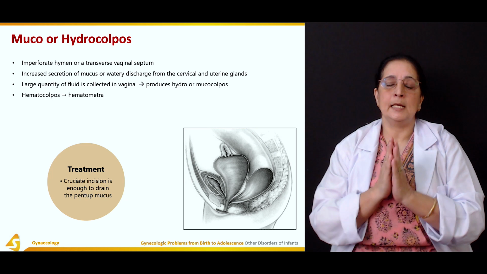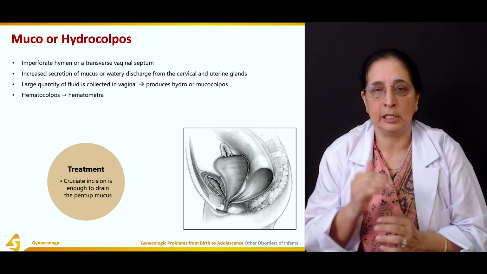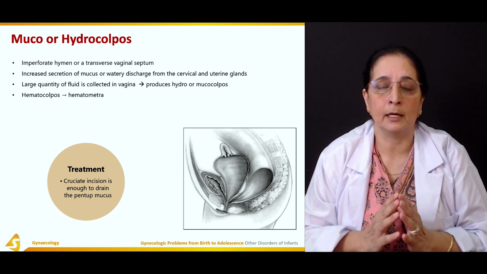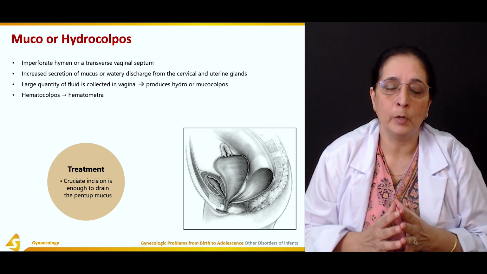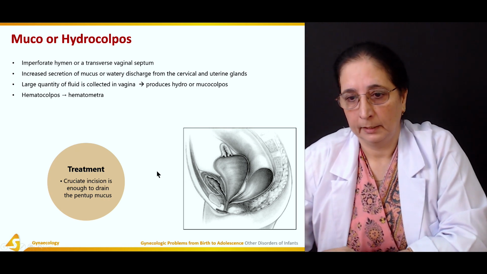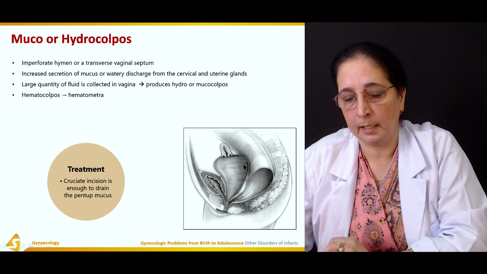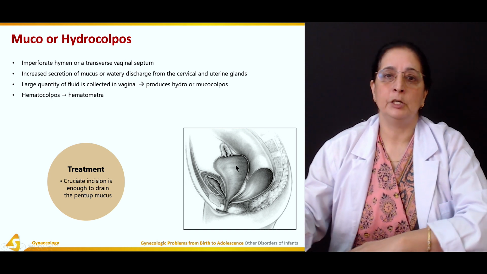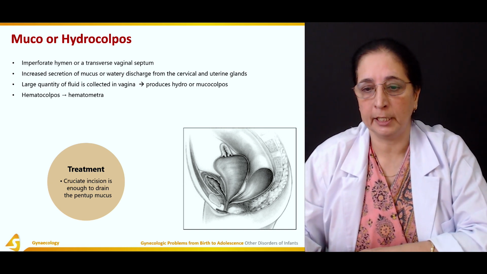The treatment is a cruciate incision into the hymen or into the area to drain the fluid or the blood. You can see this is the hematometra. It's enlargement of the uterus that can be drained by the cruciate incision.